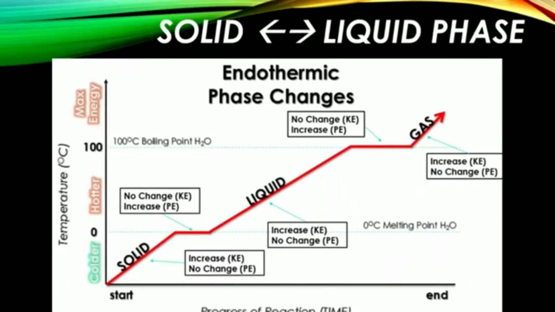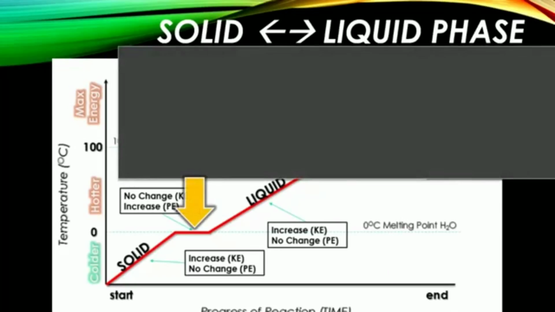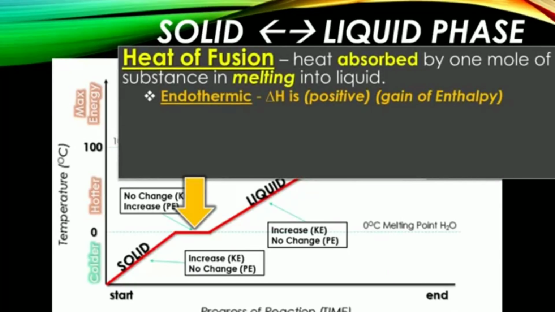Looking at this endothermic phase change diagram one more time, we're going to talk about the conversion between solid and liquid, sometimes called melting, but always called fusion in chemistry. Here, the amount of heat added is called the heat of fusion. It's the amount of heat needed to melt 1 mole of a substance.